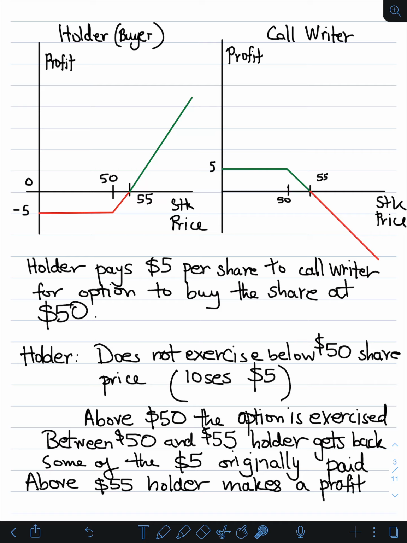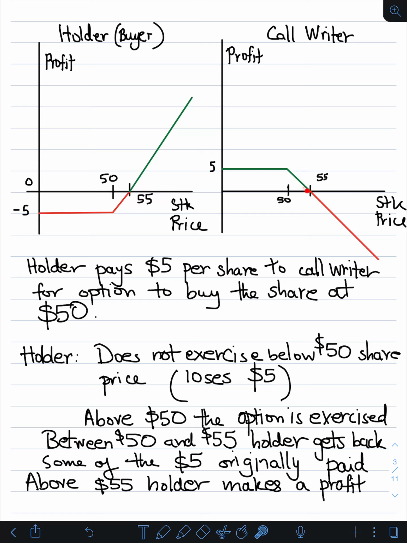Now, if the stock price goes between 50 and 55, the holder is going to exercise that option. Let's say it's again at 54. The holder will exercise the option and buy that stock from you at $50 instead of the market price of 54, but you already got $5 from them. And now you're losing $4 in that transaction, but you still made a profit of $1.